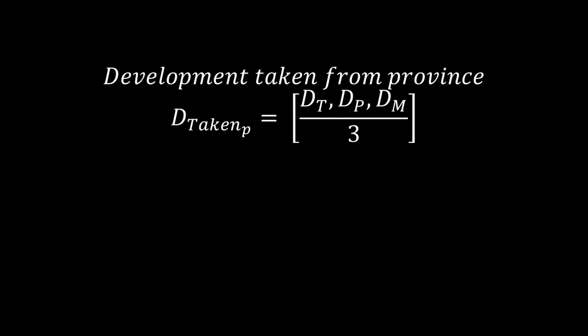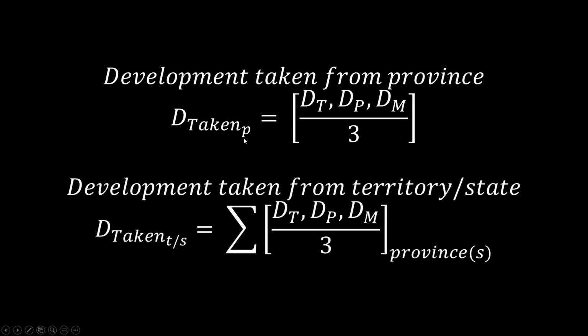And so this is the development taken from a province, which is what we've been covering. It's the same equation, I just put a little p for province. And this is the equation for a territory or state. So basically, if you're not too familiar with mathematics, this is just a sum. All we're doing is summing the development taken from the provinces. So we're just adding these all together. And then that is the development taken from the territory or state.